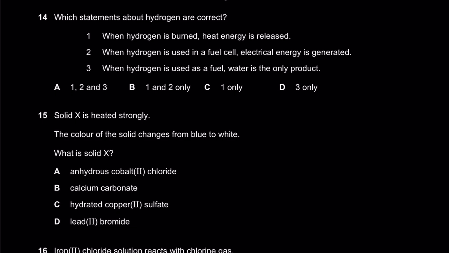Which statements about hydrogen are correct? When hydrogen is burnt, heat energy is released. Obviously, that is why hydrogen is used as rocket fuel. When hydrogen is used in a fuel cell, electrical energy is generated. That's what happens in a hydrogen-oxygen fuel cell: hydrogen and oxygen react together to give H2O, and electricity is generated. When hydrogen is used as a fuel, water is the only product, and that's the benefit of a hydrogen fuel cell, that it produces water as the only chemical product, compared to petrol engines, where petrol produces carbon dioxide. So A is the correct option.